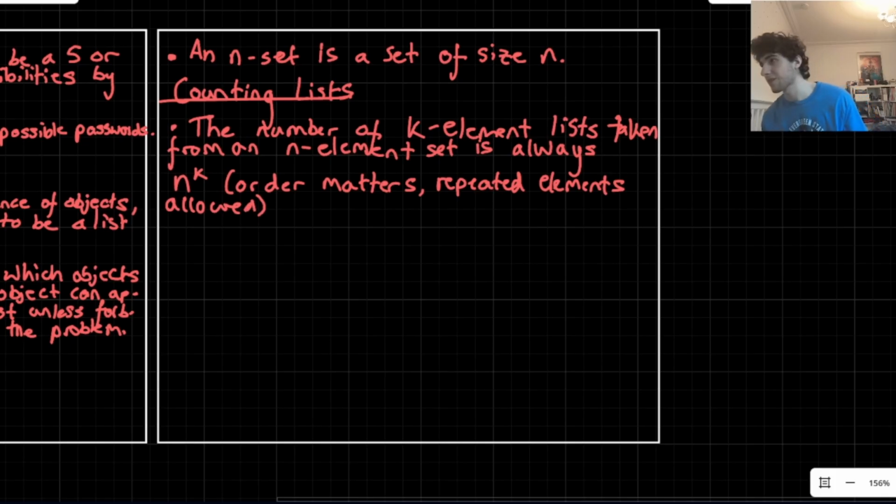So if we have lists, where obviously the order always matters, but where repeated elements are allowed, and we're choosing each character of the list from a set of size n, then the number of possible lists we can make is n to the power of k.